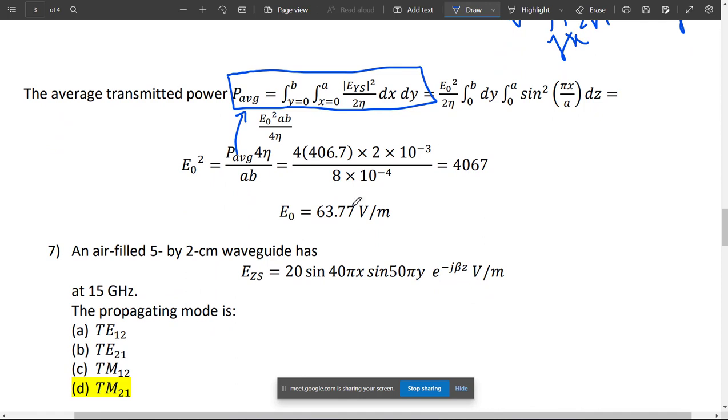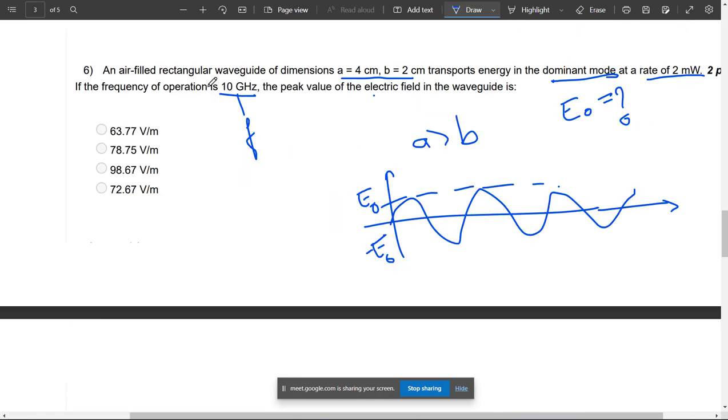Then we will put all the values in the formula and we get this value, 63.77 volts per meter. Option number A. Do you have any doubt here?